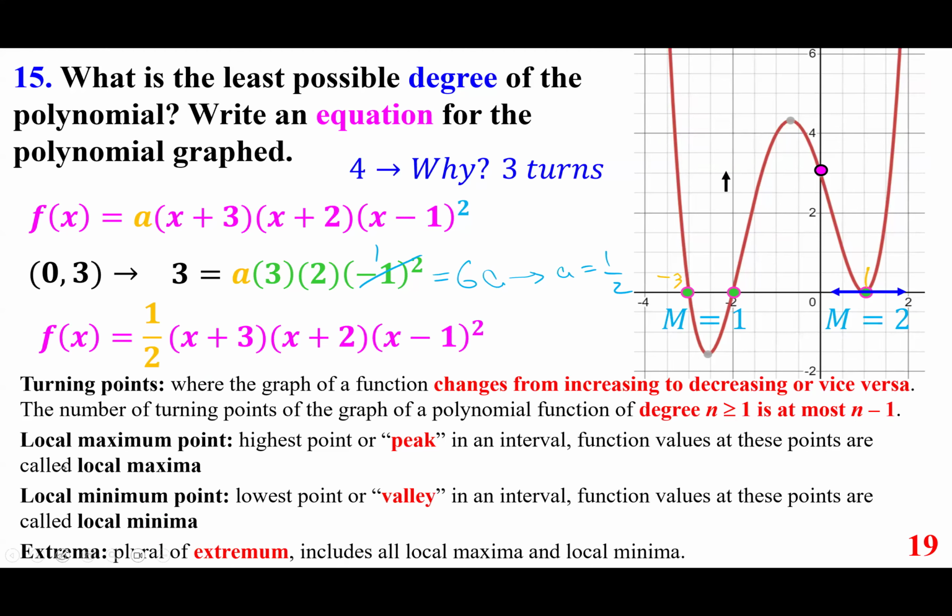And therefore, the final answer, f of x is 1/2 (x plus 3)(x plus 2)(x minus 1) is good. Of course, you can multiply them out if they ask you to do so.